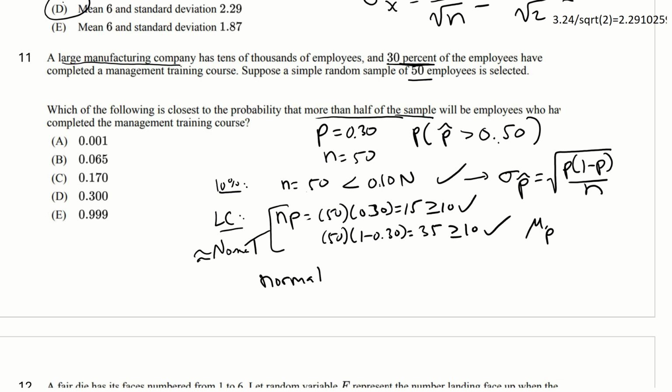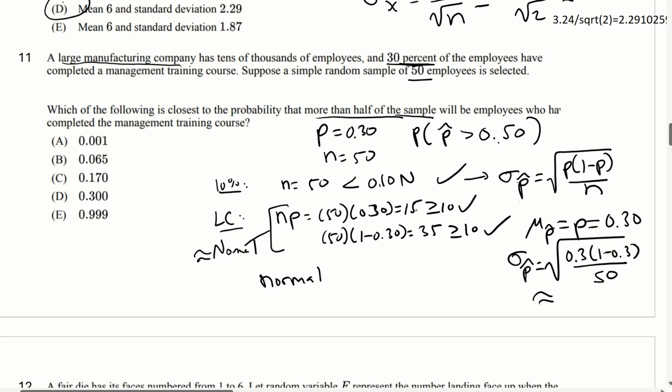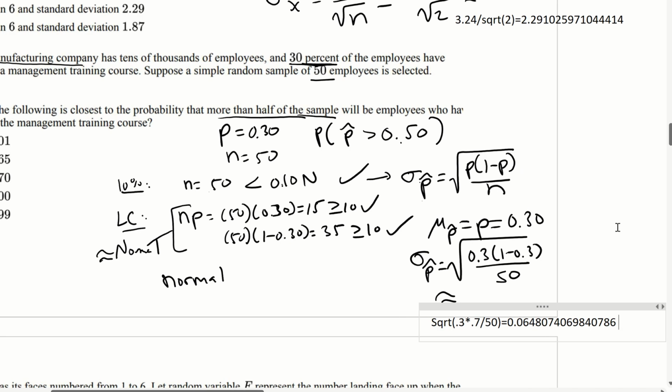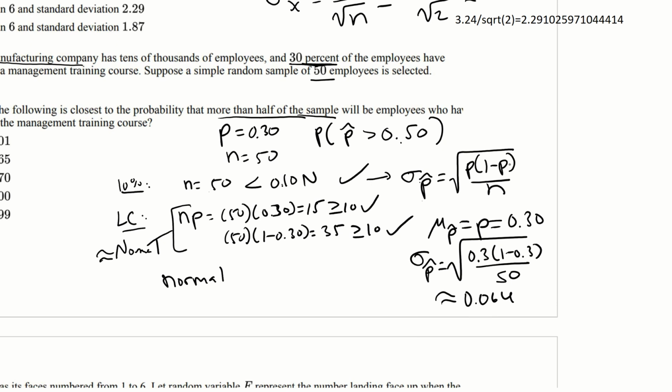Remember that the mean of p hat is equal to p. So in this case, the mean is 0.30, and then we need to calculate the sigma p hat. So let's do that here. Square root of 0.30 times 1 minus 0.30 divided by 50 employees. So we calculate that real quick. We got square root of 0.3 times 0.7 divided by 50. So 0.0648, and we're going to use the normal CDF.